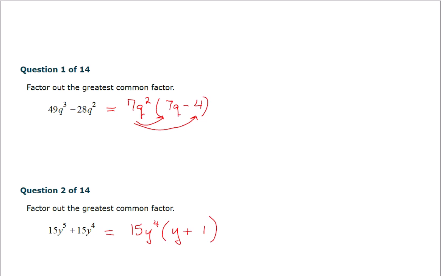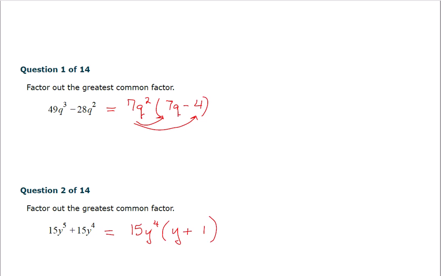I'm looking for what's the most in common I could take out. So looking at the numbers, I've got a 49 and a 28. And I see that the most I could take out of these two numbers would be a 7. Well, if I take a 7 outside, what would go on the inside? Well, let's see. I would need 7 times 7 to give me the 49. 7 times a negative 4 to give me the minus 28.